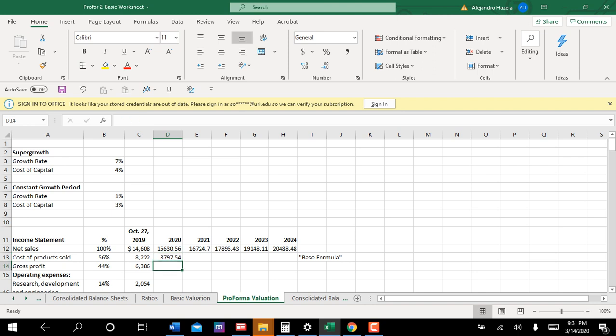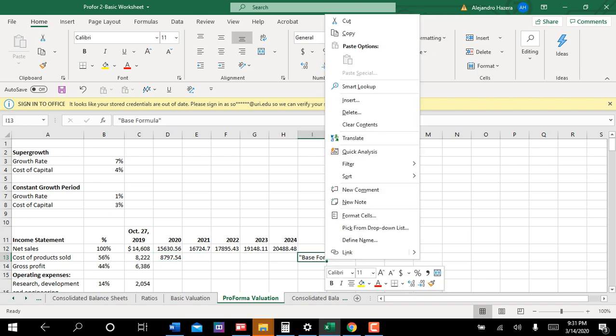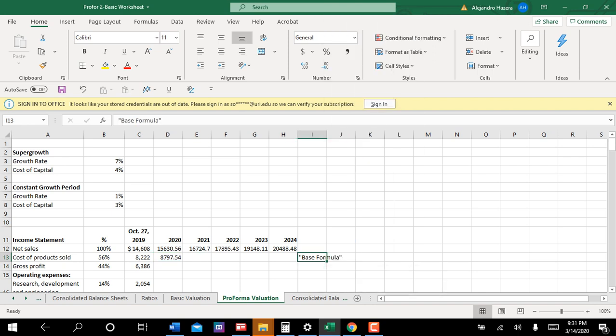And so this 8,800 more or less should be, and we'll check it again, 56% of my 2020 sales of 15,630.56. Okay, now here is the important point, and I wish I knew more about making this flash, but I'm going to put this in red.